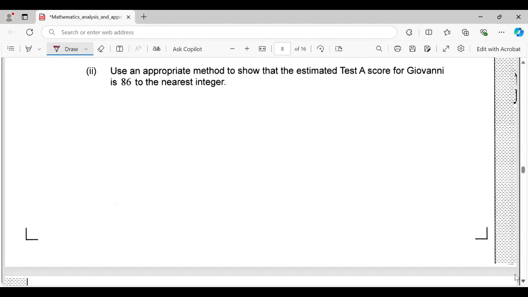So the first step, we have to complete the table. So these are the students, students 1 and 2.